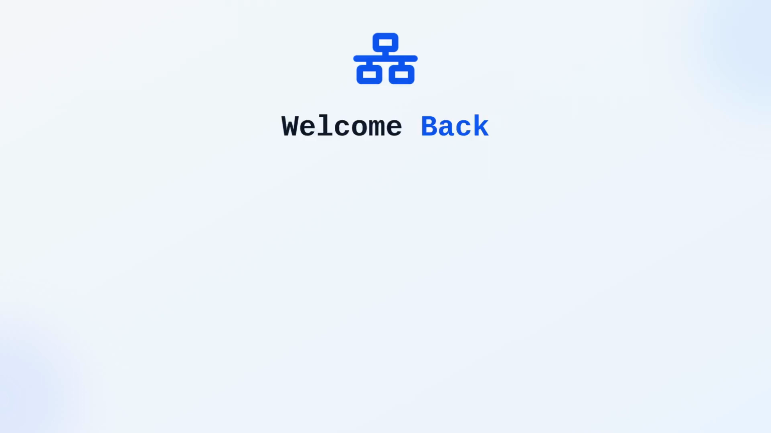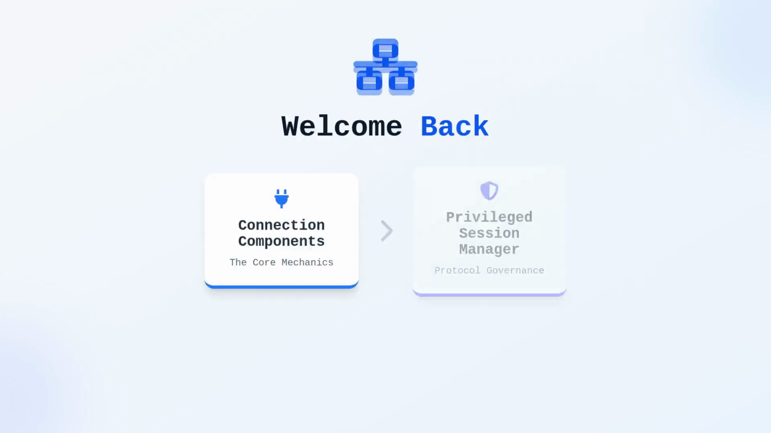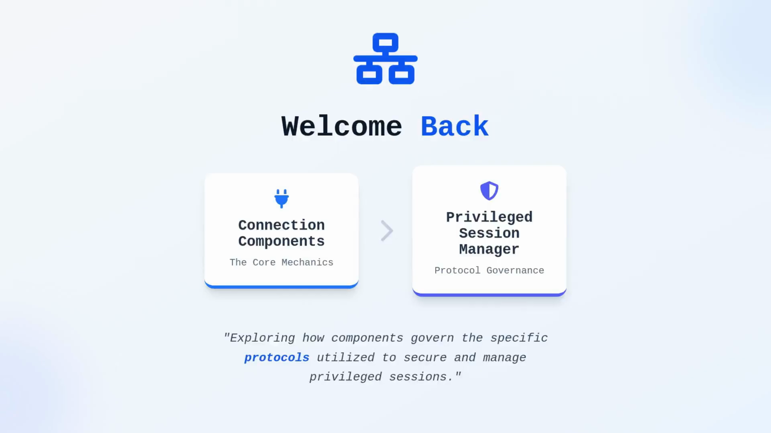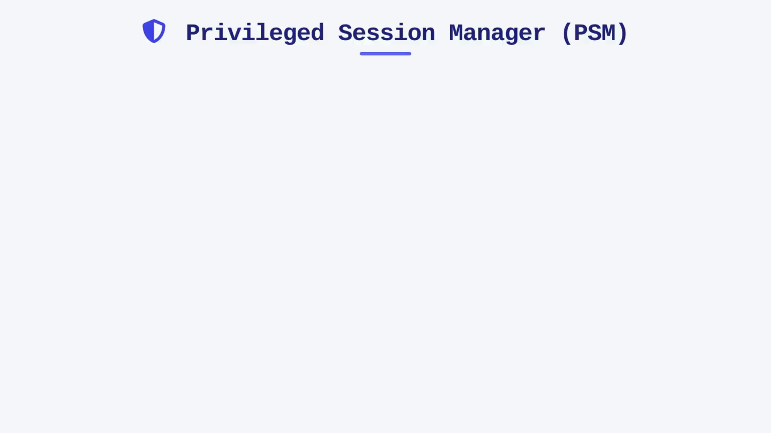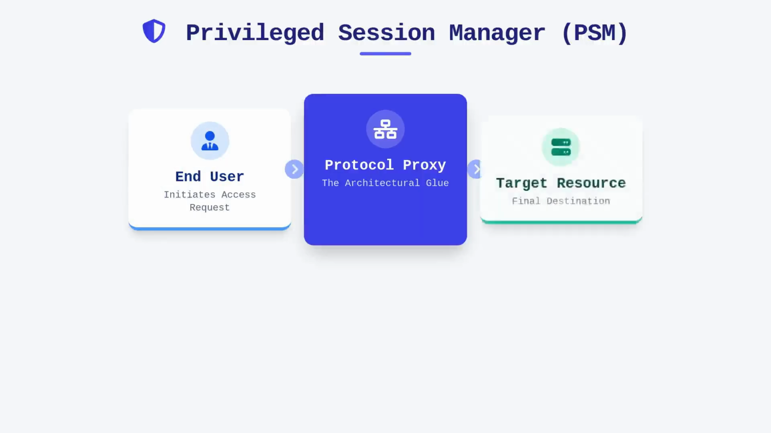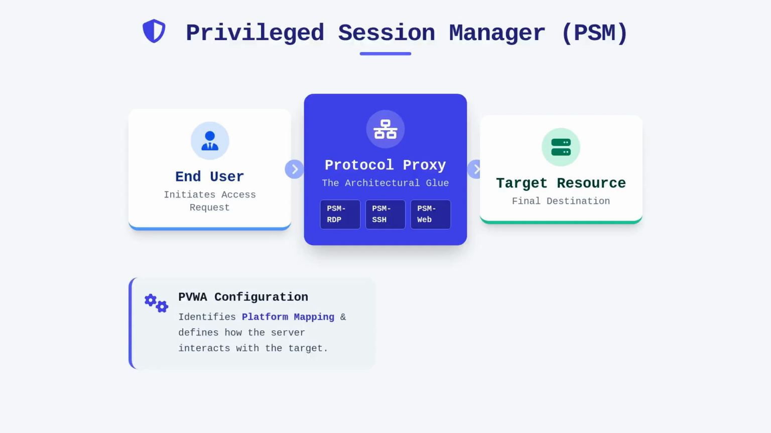Welcome back. In this lecture, we look into the mechanics of connection components and how they govern the specific protocols utilized by the Privileged Session Manager. To understand the Privileged Session Manager, one must recognize that it acts as a protocol proxy between the end user and the target resource. Connection components such as PSM-RDP, PSM-SSH, and PSM-Web function as the specific drivers that initiate, encapsulate, and facilitate these connections. Each of these components is essentially a configuration object defined within the PVWA that dictates how the PSM server interacts with the target machine.